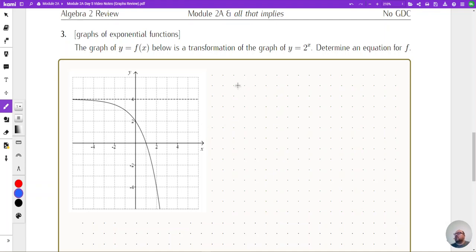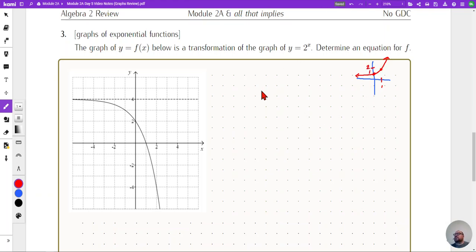Okay, well, if we know our parent function is y equals 2 to the x, we can start to figure out some information based on our basic understandings of the graph of 2 to the x. So we know that the graph of 2 to the x looks a little something like that. It has a y-intercept of 1, right? And if x is equal to 1, we know the value of the function will be equal to 2.